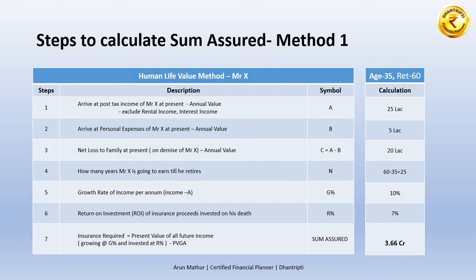So 25, 60 minus 35, 25 years of life, working life is still there. His income is supposed to grow at 10%, and the money which his family gets in case he dies, they are going to invest at 7%. So putting all these numbers in a PVGA formula, we get the sum assured requirement as 3.66 crore. So this is one way to calculate your sum assured.